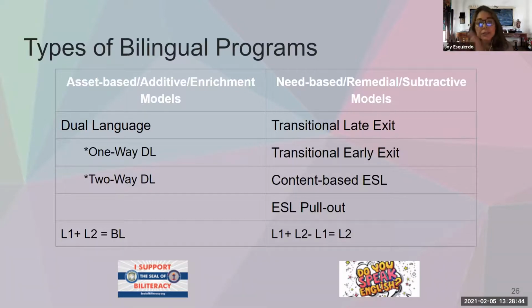On the other side, which are most commonly used in our schools, is the transitional late exit bilingual program, transitional early exit bilingual program, and ESL pullout. Those types of programs are more need-based, more remedial, more subtractive. So a child comes in with a native language, this is L1, the school adds English and we subtract the native language. So the child just becomes an English student, right? We transform that child into a monolingual English student.